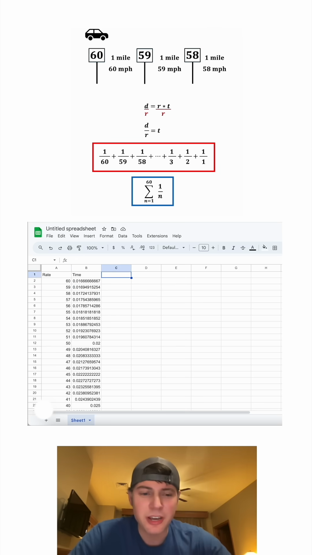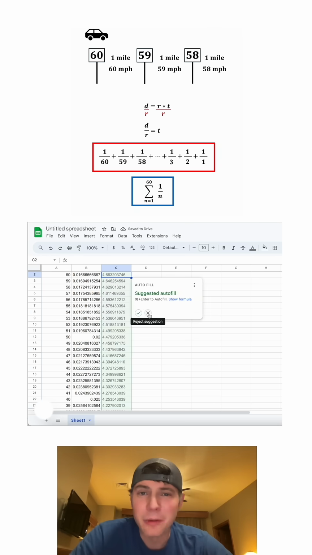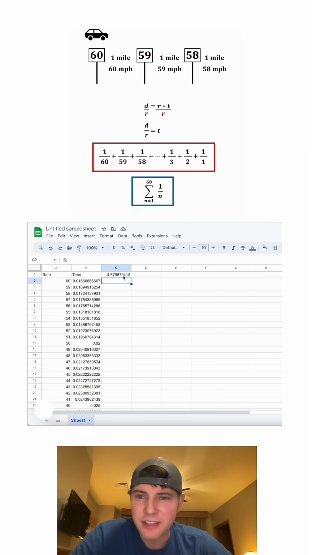So now to find out the total time, we hit equals sum. And we're just going to add all of these up. And we do not want the autofill this time. And that's the answer right there. It's going to take about 4.68 hours. So that was the way to manually add them all up.